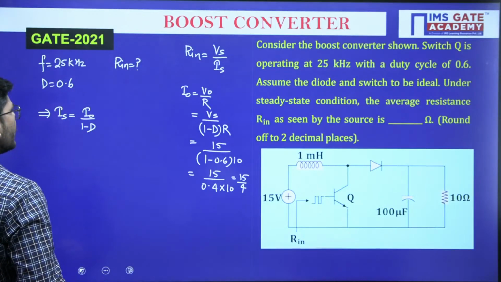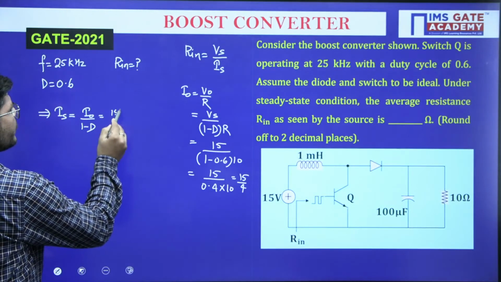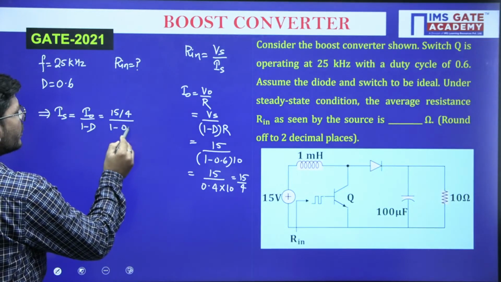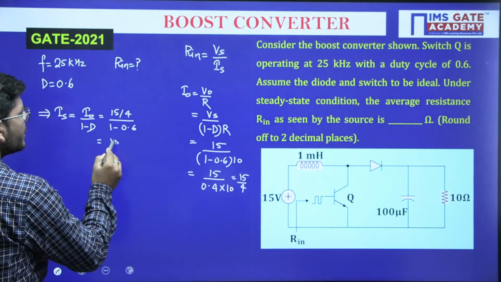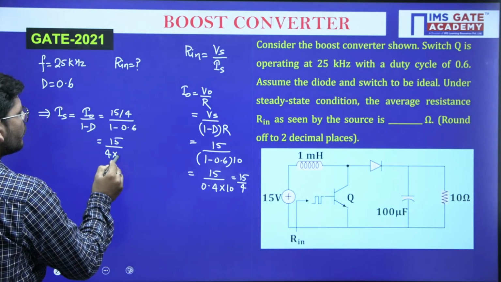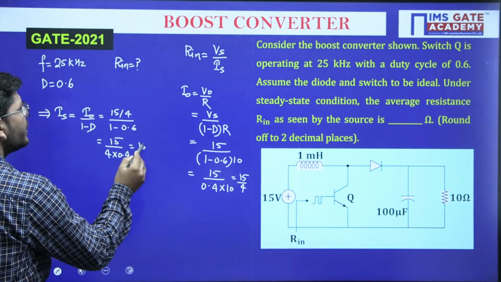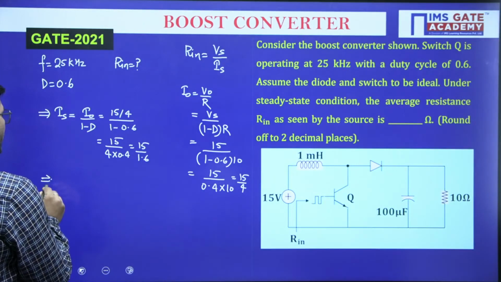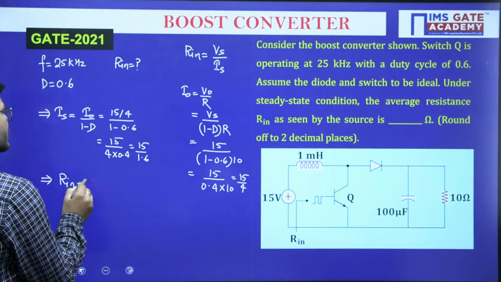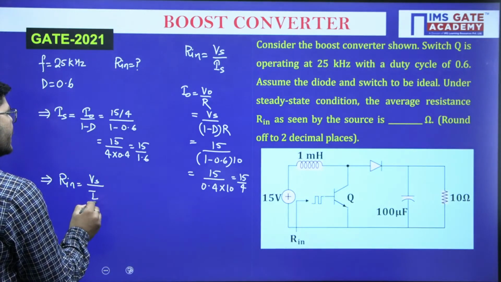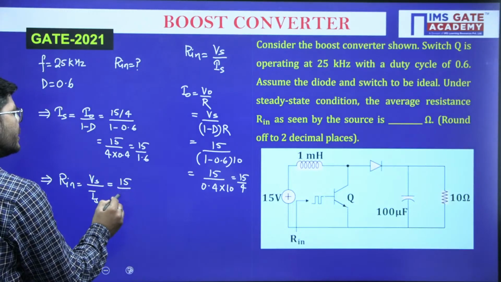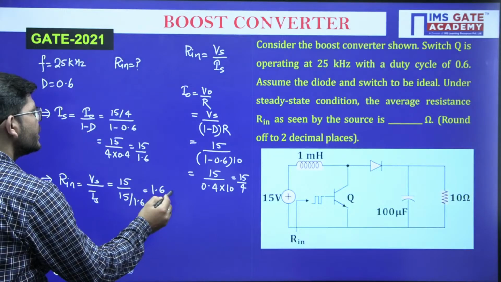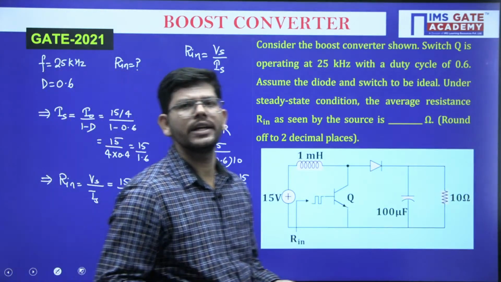Okay. Now come back here and put the values. 15 by 4 divided by 1 minus D. 1 minus D is 1 minus 0.6. So how much we will be getting? 15 divided by 4 into 0.4. That means 15 divided by 1.6. So we have the value of IS right now. Now in order to calculate the input resistance, which is Vs upon IS, what is Vs? Vs is given 15 divided by 15 upon 1.6. So we will be getting 1.6 ohm as answer, as easy as you can assume.